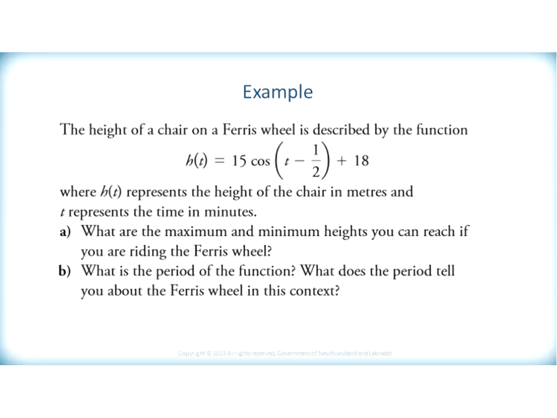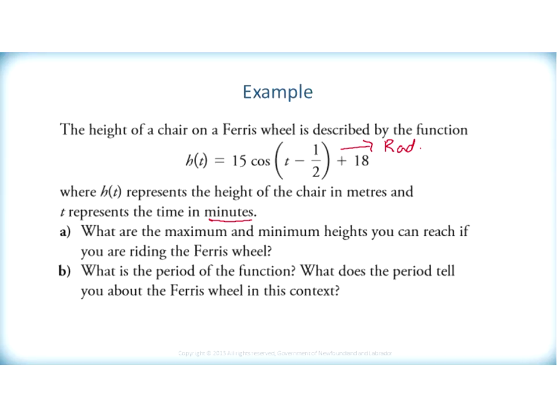The height of a chair on a Ferris wheel is described by the function h of t equals 15 cos of t subtract 1/2 plus 18. So here, this 1/2 shows us we're in radians, where h of t represents the height in meters and t represents time in minutes. What are the maximum and minimum heights you can reach if you are riding the Ferris wheel?